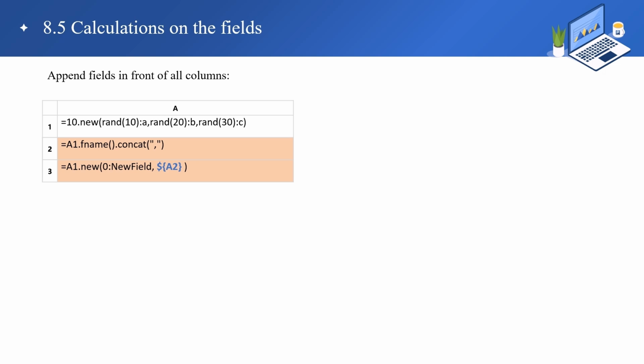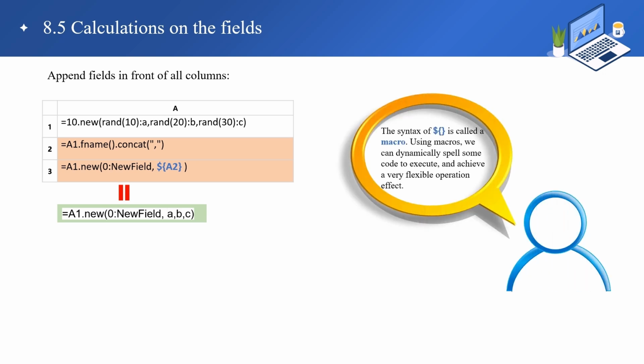A2 is now ABC, and the $ sign and A2 in braces will spell this string into the statement in A3. As a result, the actual statement to be executed by A3 is. This is what we want. The syntax of the $ sign and braces is called a macro. Using macros, we can dynamically spell some code to execute and achieve a very flexible operation effect. Calculations related to uncertain number fields often use macros.